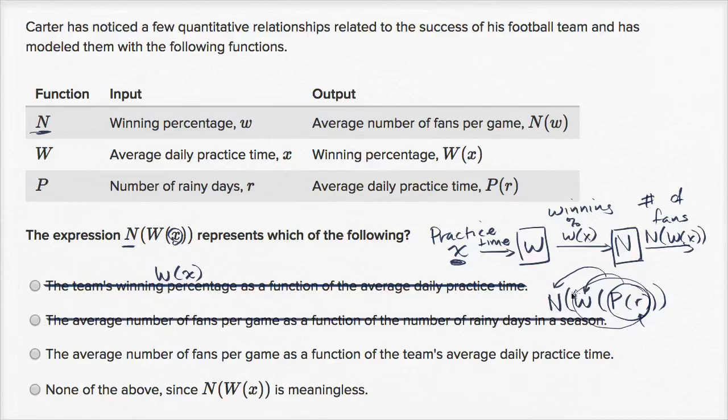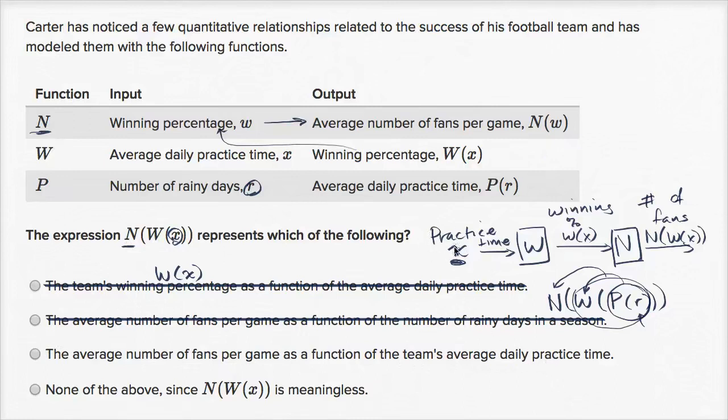And if you found what I just did a little bit confusing, I encourage you to try to set up a diagram like I just did in the beginning, saying, oh, well, look, we could start with R to use that as an input to get average daily practice time, and then use that as an input into W to get winning percentage, then use that as an input into N to get average number of fans per game. But that's not what they're describing for N of W of X. The average number of fans per game as a function of the team's average daily practice time. Yeah, that's what's going on.